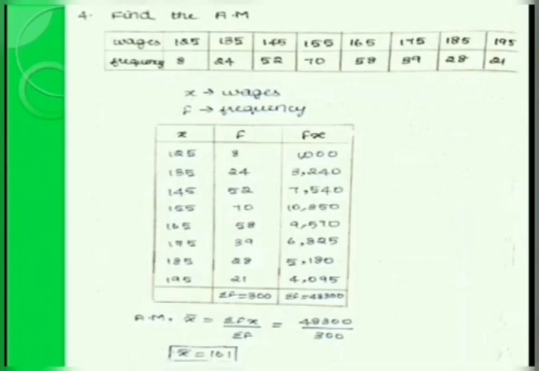So after finding fx, we have to sum all the data. We have to add all the data in fx. So you will get summation fx is equal to 48,300. Now substitute into our formula, x bar is equal to summation fx divided by summation f, which is 48,300 divided by 300, equal to 161. So our arithmetic mean is 161.